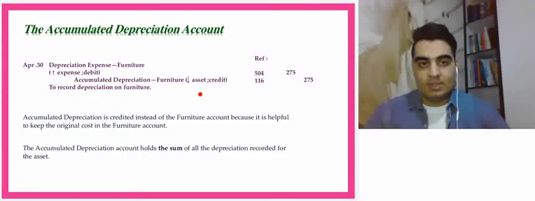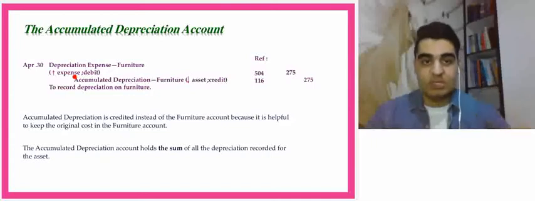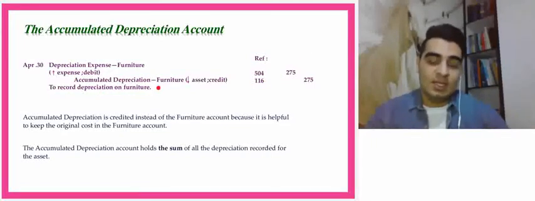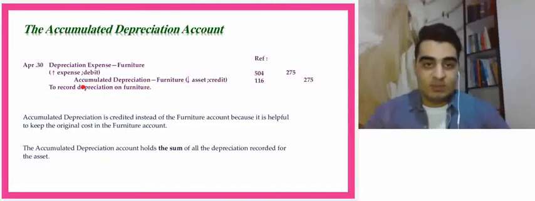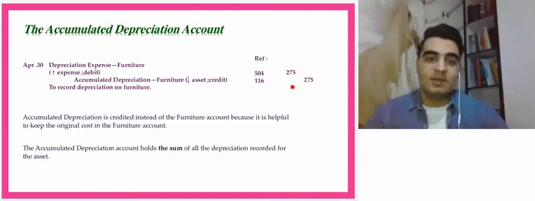In this page, I'm going to explain the accumulated depreciation account. But first, let's see the adjusting entry. For April 30, we debit depreciation expense for furniture because it's an expense and it increases. So we debit this amount, $275. And for credit, this is our account, accumulated depreciation for furniture, for $275.